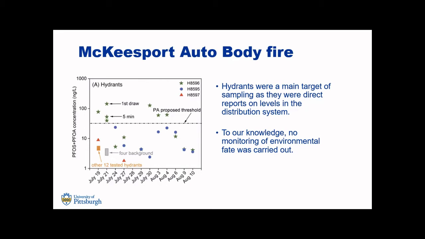So the hydrants are the main target of their sampling. As I said, this was the direct report on the levels in the distribution system. They didn't do any kind of environmental monitoring. And then the way that they solved the problem, which I'll come back to in a minute, is that they flushed the hydrants out into the street. So they basically opened up the hydrants and let them flow out. And then when the water came out clean, they figured they were okay, except that at least one of the hydrants was never able to get clean because the AFFF had coated the inside of the hydrant and kept shedding PFAS into the water. So eventually they had to remove that hydrant and replace it with a new one.